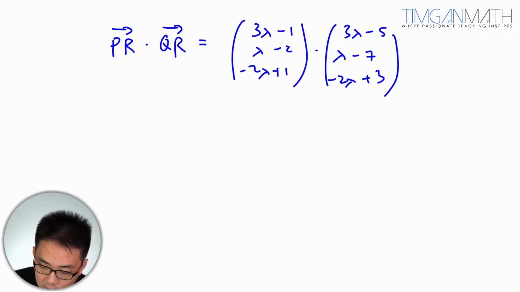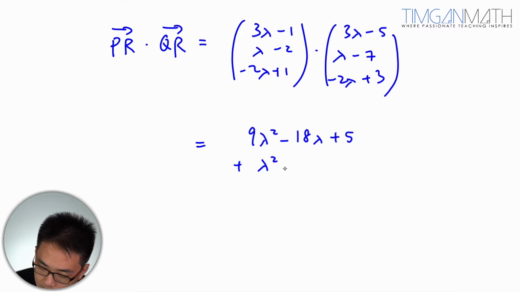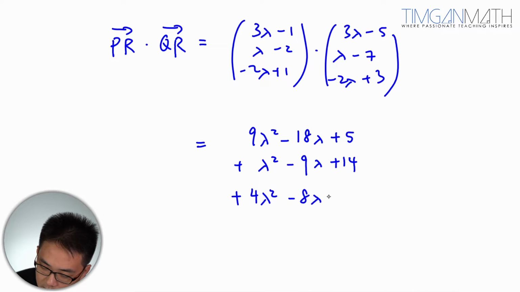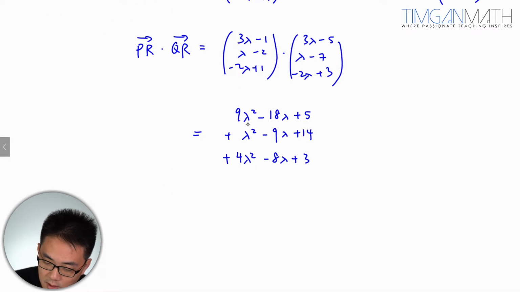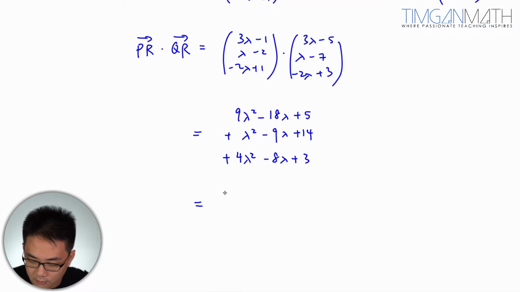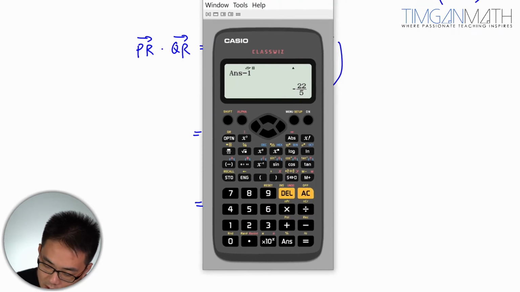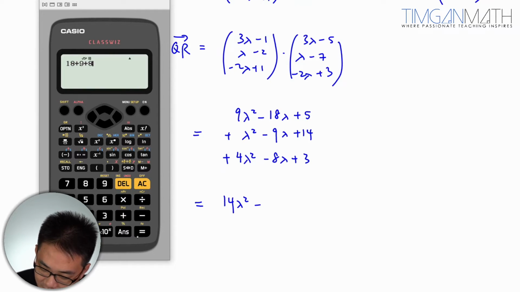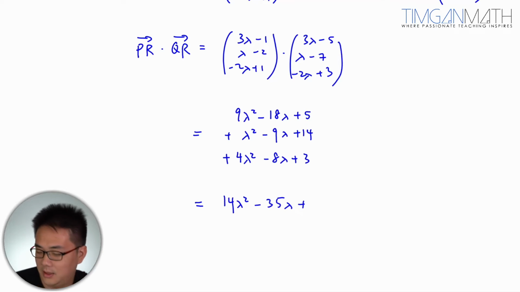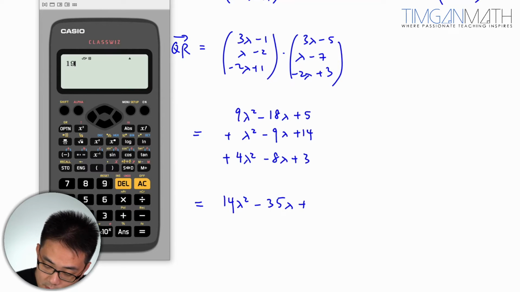So it's okay. This part here, I'm just going to proceed to dot them. So 9 lambda square minus 18 lambda plus 5, add with lambda square minus 9 lambda plus 14, plus 4 lambda square minus 8 lambda plus 3. So add all of them together. Basically I just dot them, right? So we get 14 lambda square minus 35 lambda plus 22.